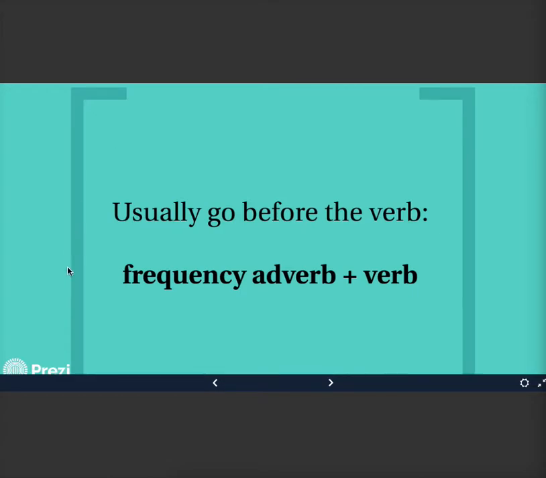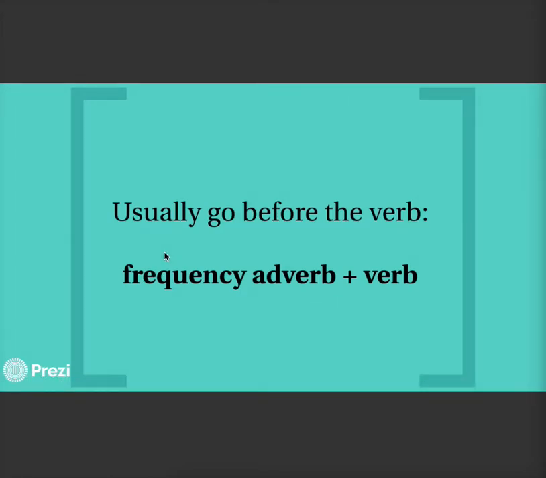Miren que acá no dice always, dice usually. So usually 85%, don't forget it. Usually go before the verb. So let's continue.